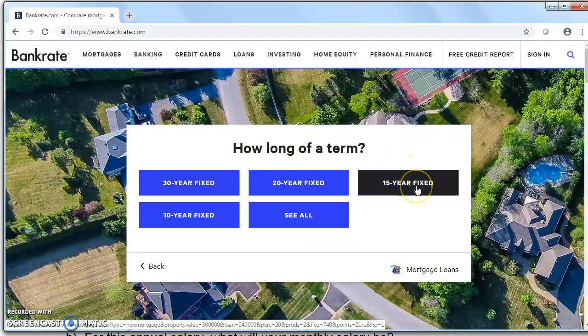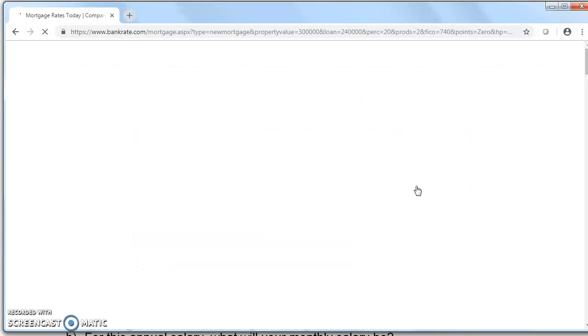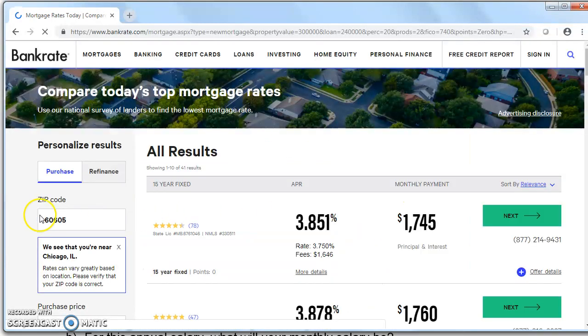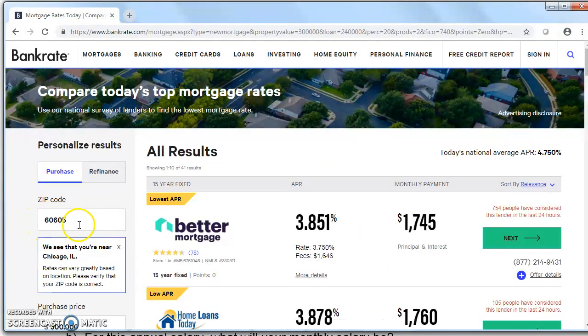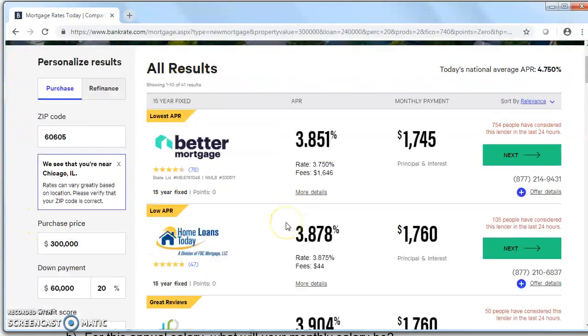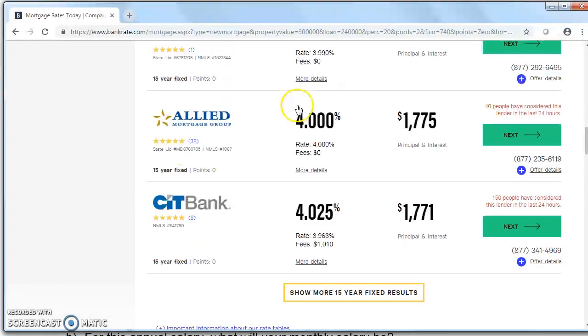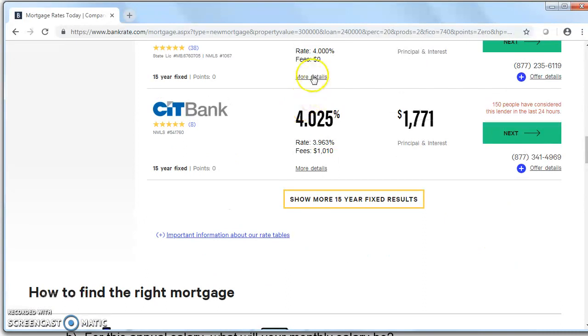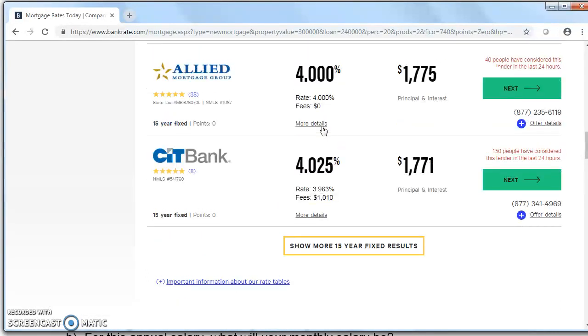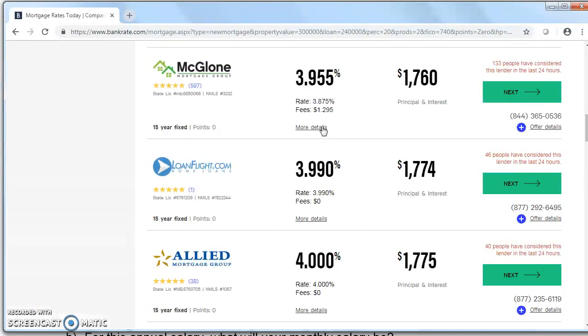I'm asked to find a 15-year APR first, so I'll click on that, and by default it will load the zip code that it has stored and currently offered APRs. As you can see, they appear to be sorted from low to high. So I have 3.851, and I can go to even more than the highest shown, which is 4.025.